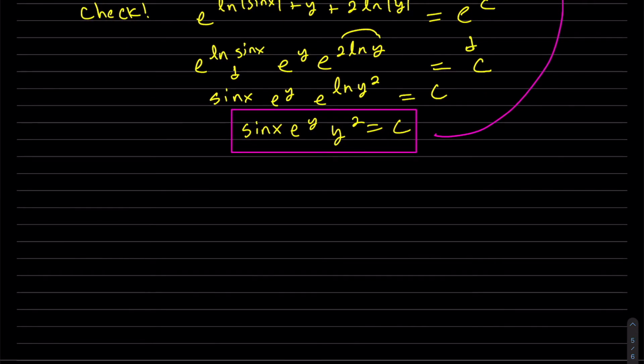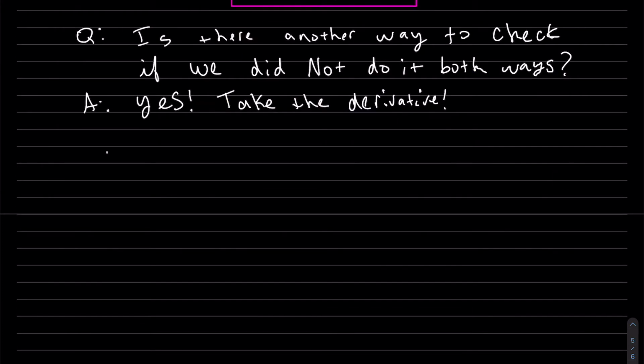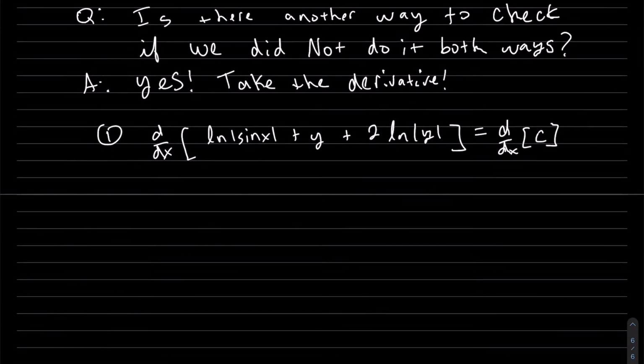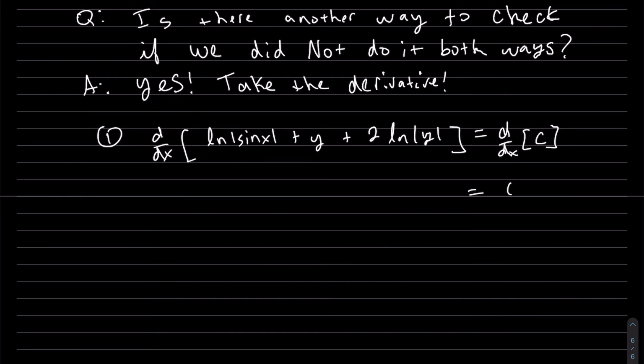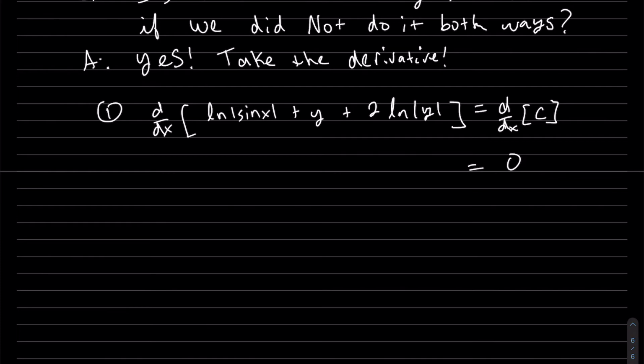Just a quick question. Not sure I've said this already, but is there another way to check if we didn't do it both ways? So let's look at our general solution number 1. On the right is easy, the derivative of the constant is c. On the left, we can take the derivative term by term.